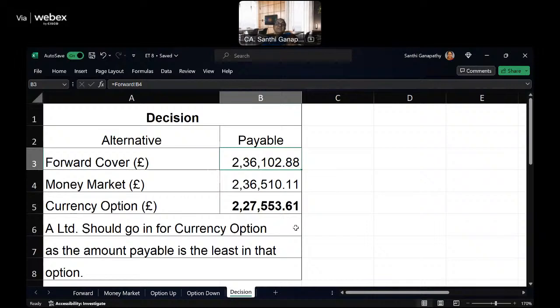Now, what do we find? Forward cover, what is the amount? Money market, what is the amount? Currency option, what is the amount? Currency option is the least. Since it's a payable, you would prefer to go for currency option. This would be the decision.